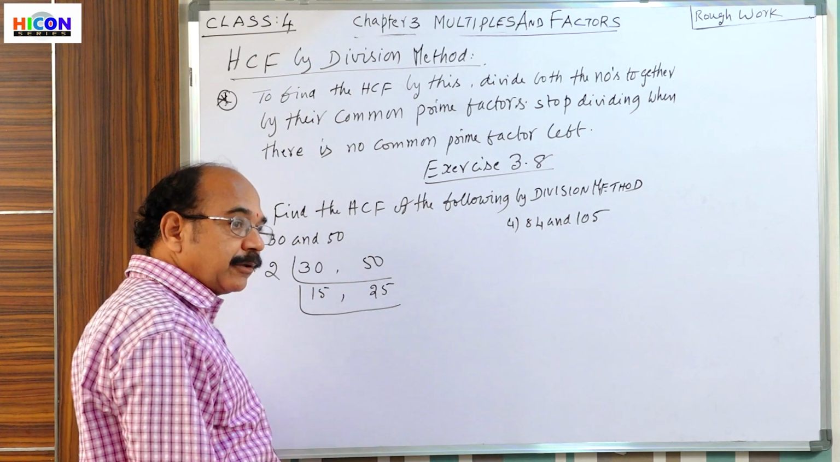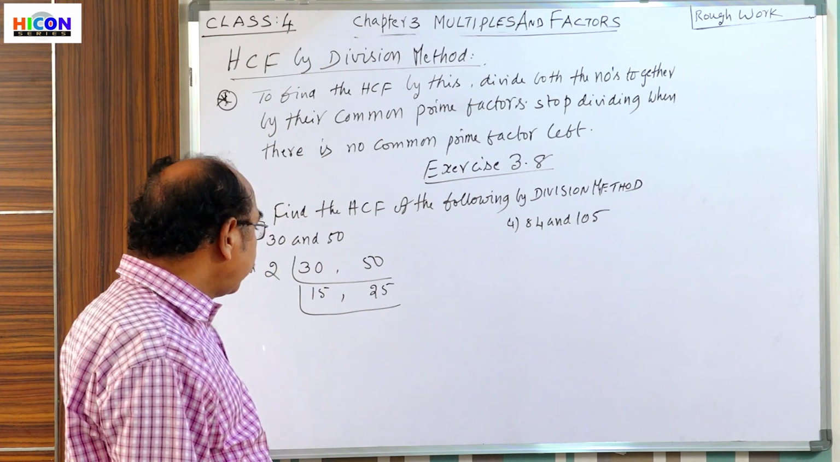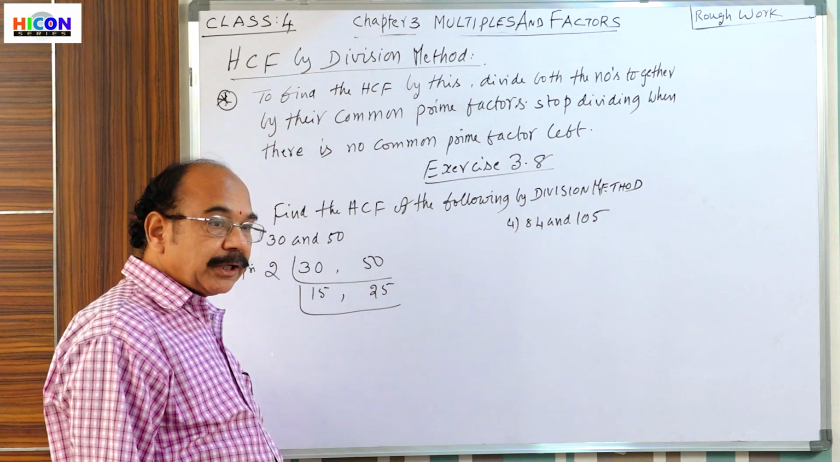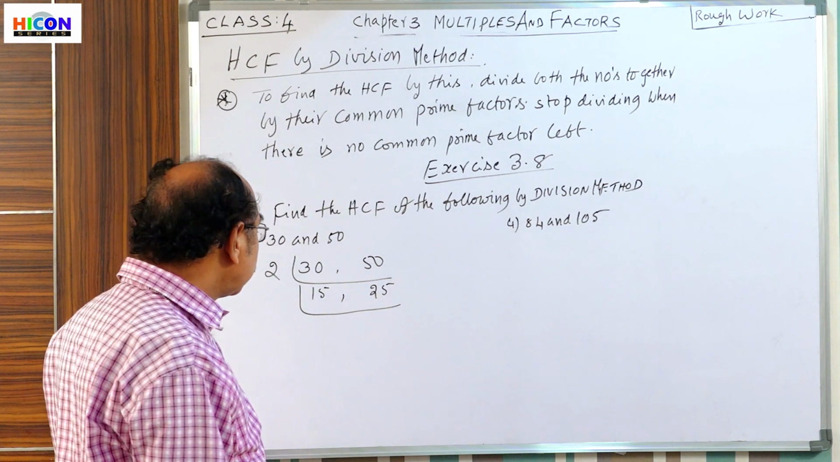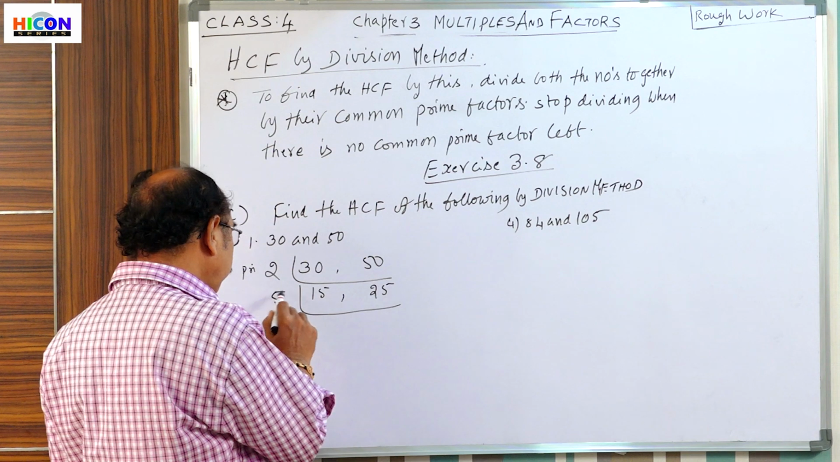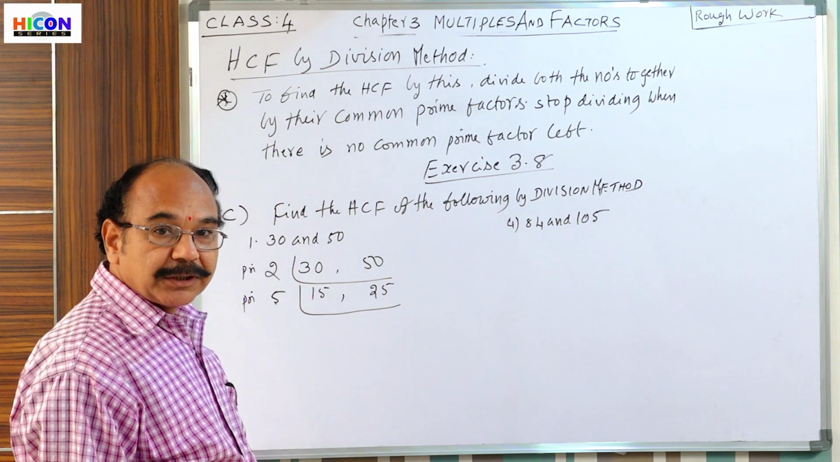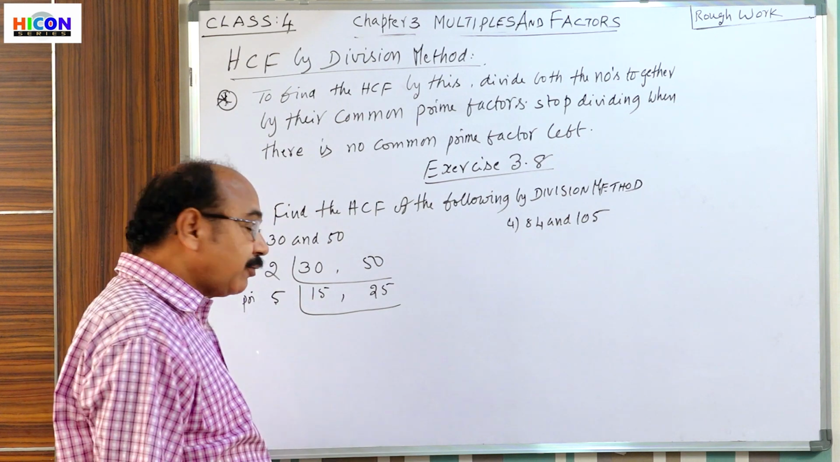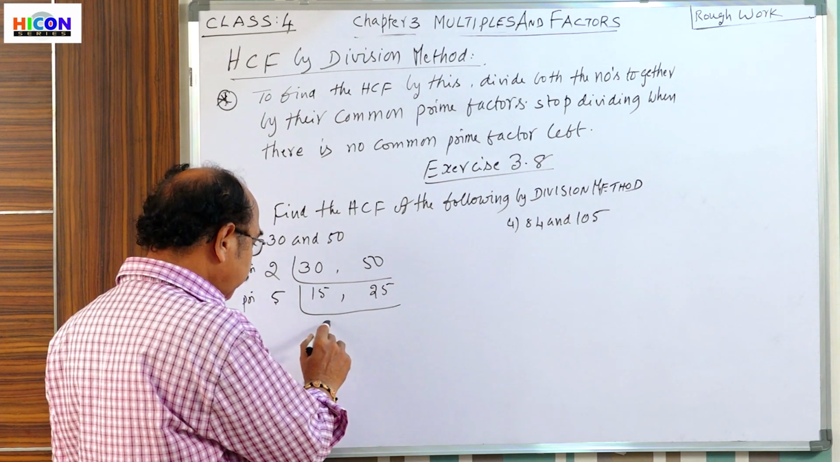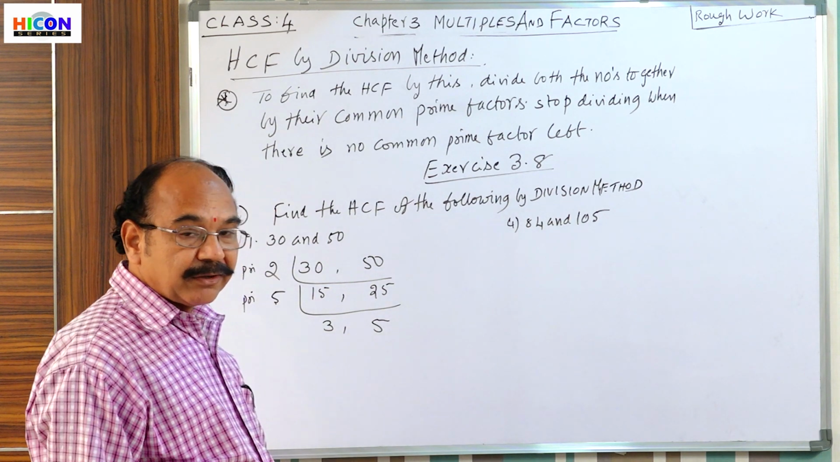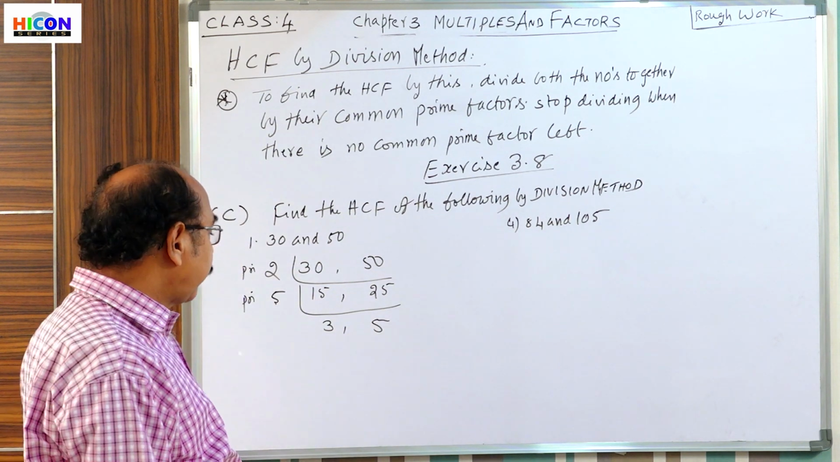Now you select another prime factor in the two numbers. What is the other prime factor in the two numbers? 5. 5 is prime. Okay, children, now divide with 5. 5 3s are 15 and 5 5s are 25.